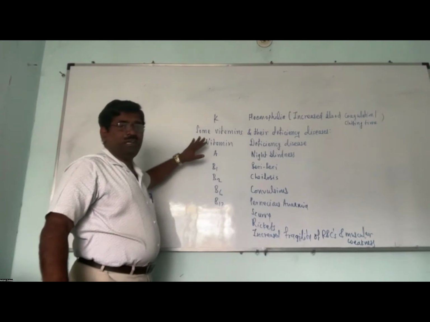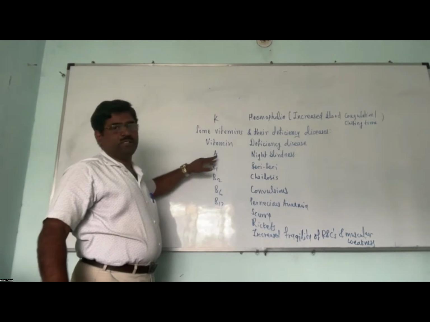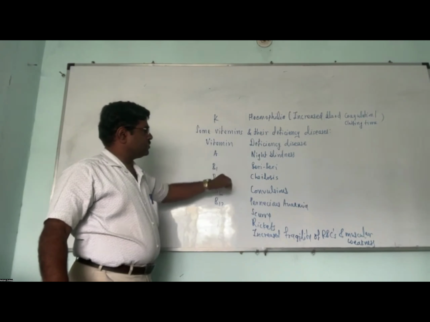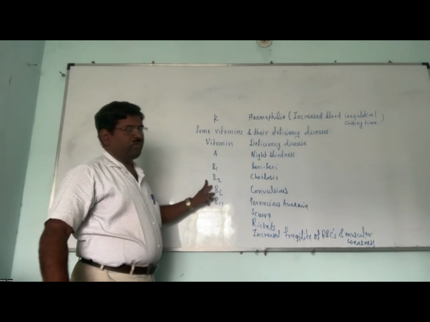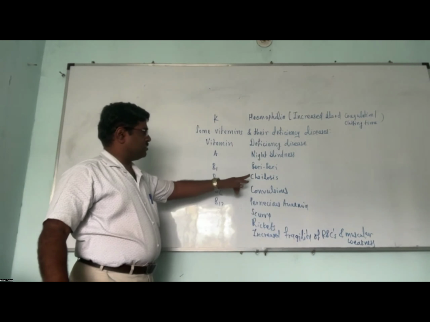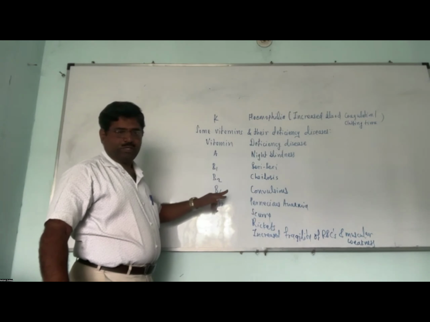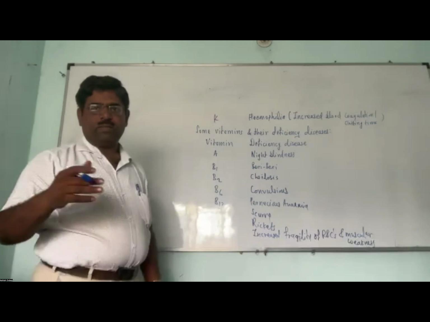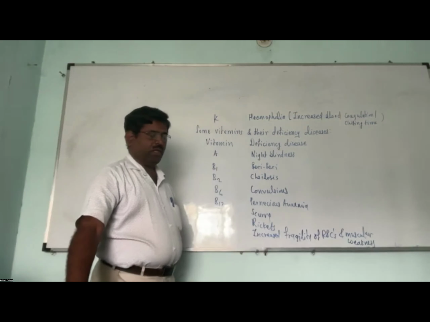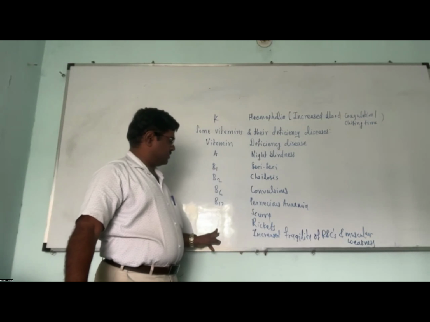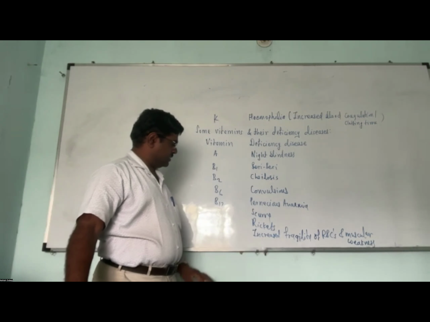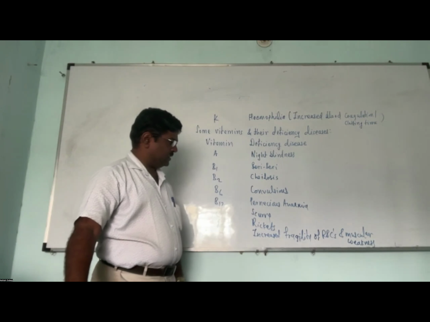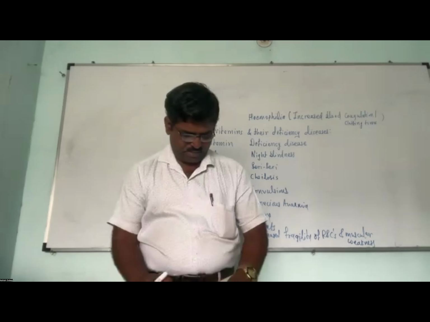So there are various vitamins. Vitamin A deficiency causes night blindness. If there is a deficiency of vitamin B1, it creates beriberi. Deficiency of vitamin B2 creates cirrhosis. Then B6, convulsions. Then B12, pernicious anemia. Deficiency of vitamin C creates scurvy. Deficiency of vitamin D creates rickets. Deficiency of vitamin E increases fragility of RBCs and causes muscular weakness.